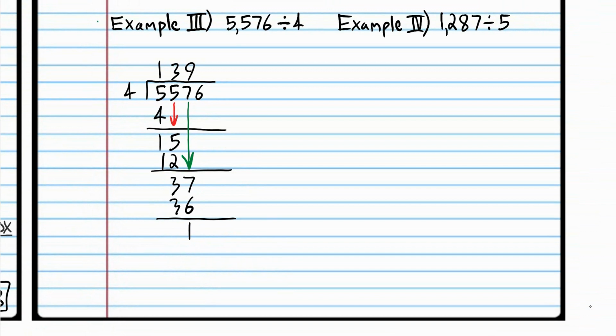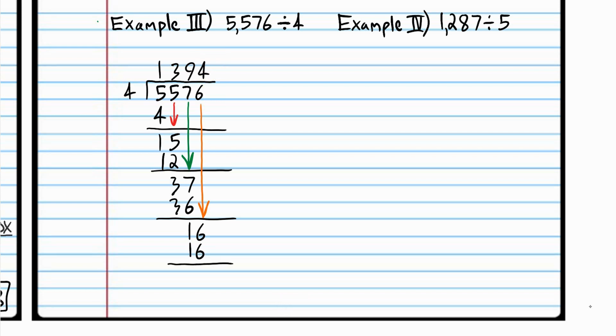And now we ask, do we have more numbers to bring down? And we do. So I'm going to bring down that 6. And now we start the entire cycle over again. How many times is 4 going to 16? That's step number 1. And it goes in 4 times. Step number 2, multiply those two numbers. 4 times 4 is 16.